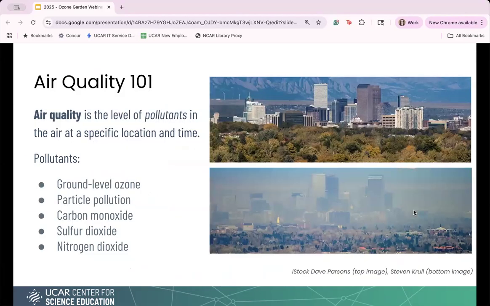Let's go ahead and go through an air quality 101. I'm assuming this is probably information that most people know, but I'd also like to start on the same page with everybody with vocabulary and also talking about what we're actually discussing.